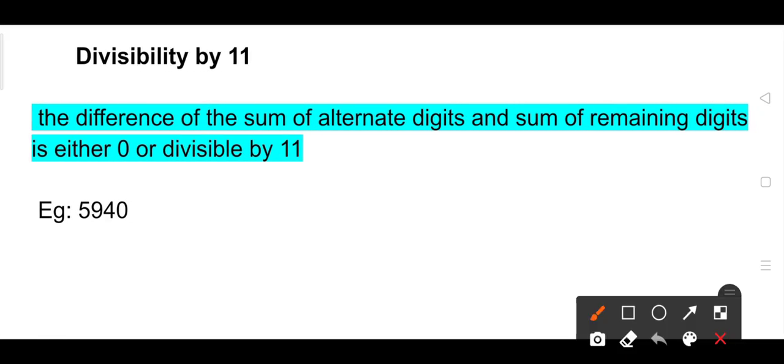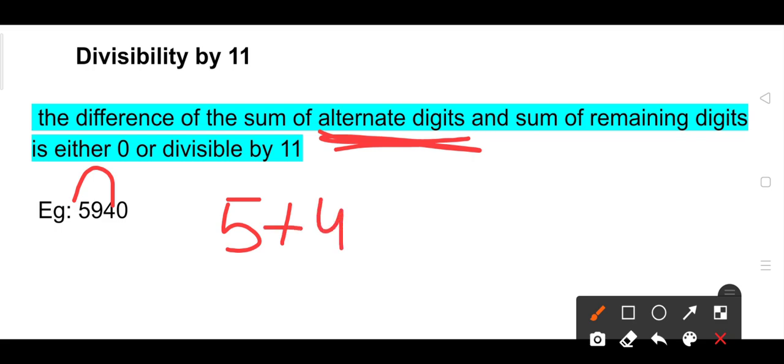Next rule says the difference of the sum of alternate digits and the sum of remaining digits. It means you have to do the sum of alternate digits. And alternate of 5 is 4. It means you have to do the skip counting. Okay, you have to skip the places. So if we are starting from 5, the alternate number is 4.